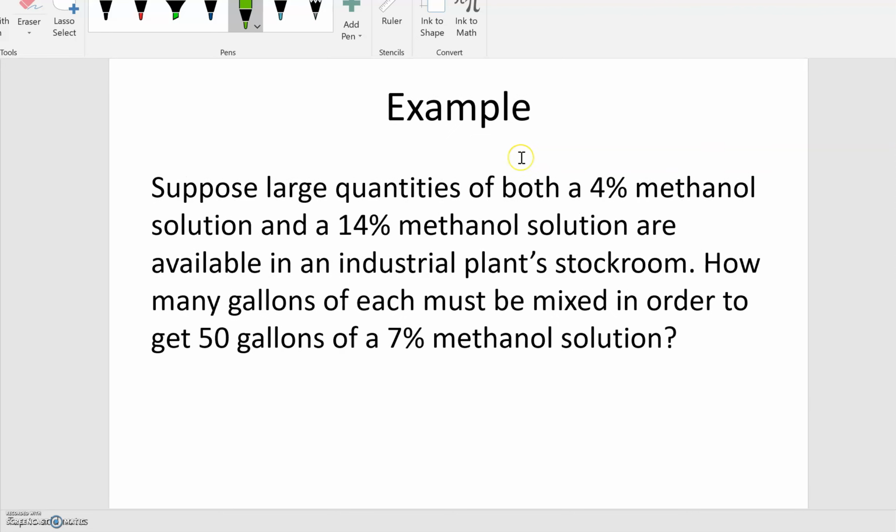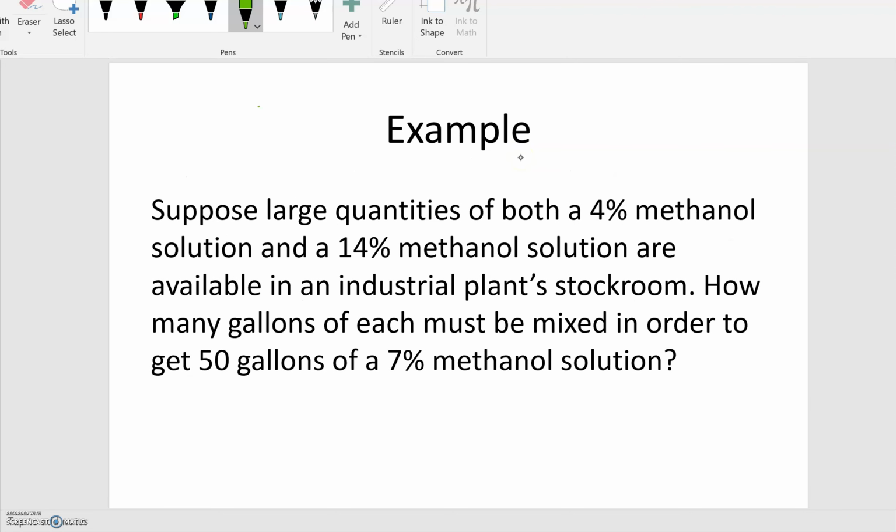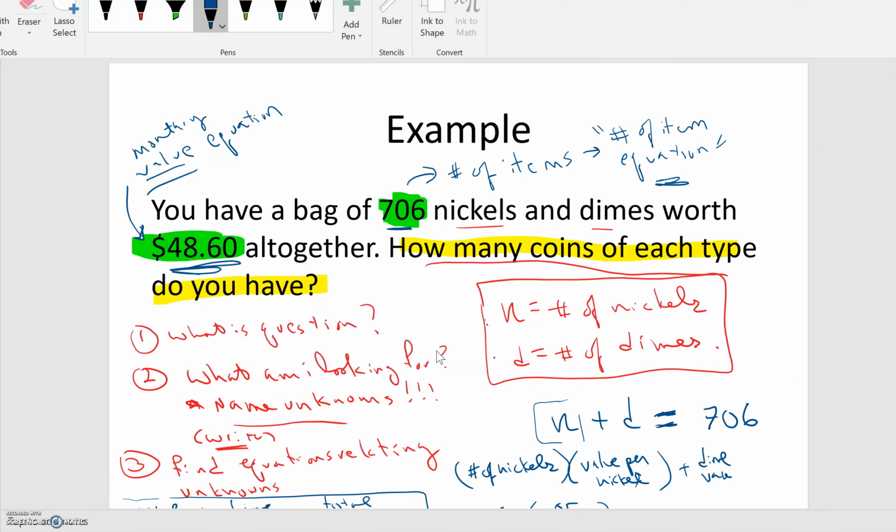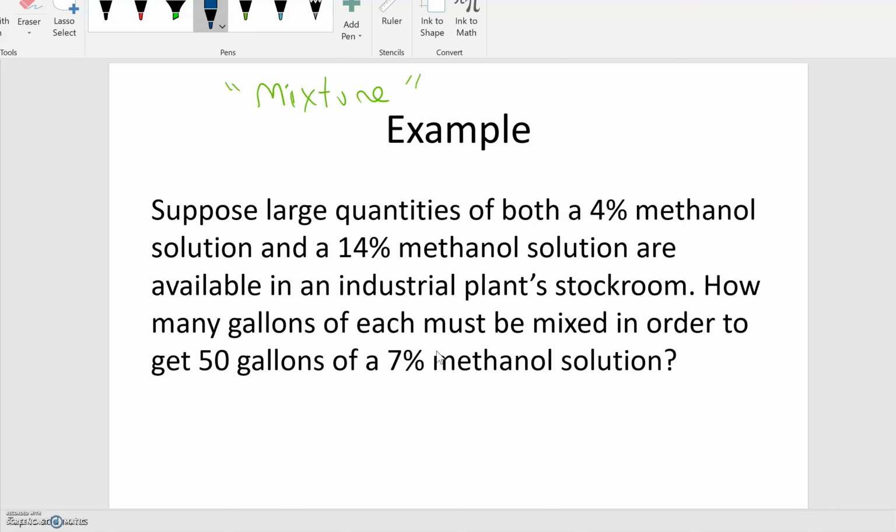All right, let's look at another example. This is a classical mixture problem, and people always enjoy these to great excitement about mixture problems. So let's talk about the mixture problem. Remember the things to think about: we want to ask what's the question, what am I looking for, what are my unknowns, and find equations, okay? So, sorry, back to the problem.